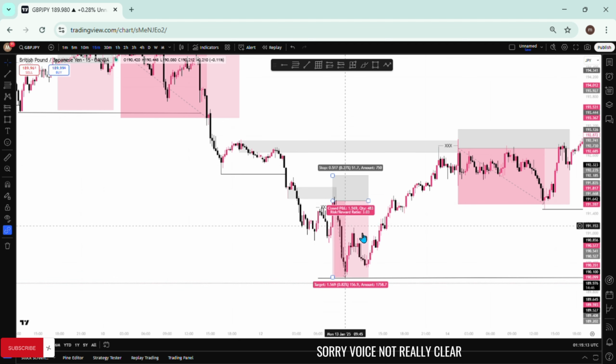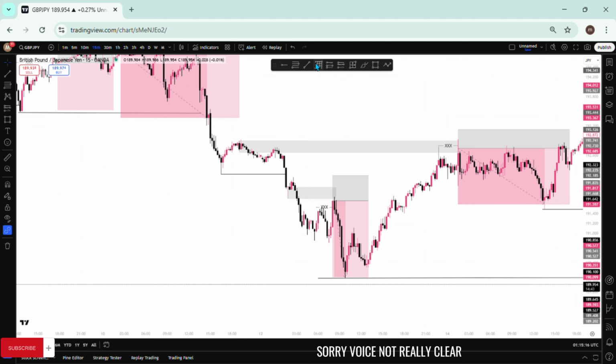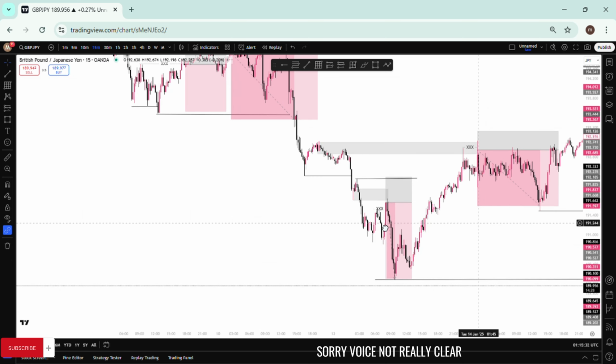This one is also 1:3, setting stop loss just above this wick, because price might go to that wick and return, so you just have to set your stop loss just above it. You can literally see how price flew down.